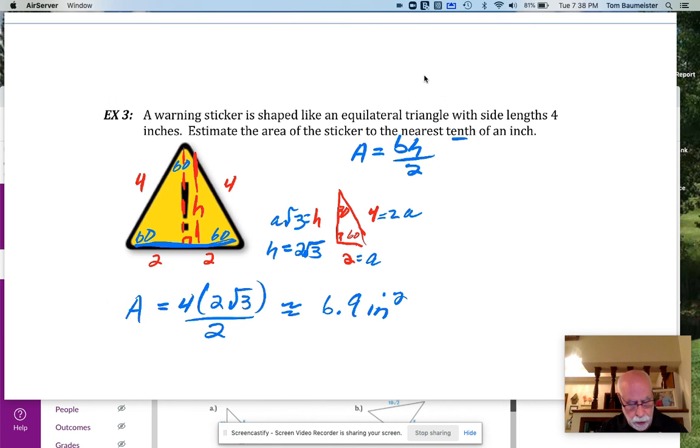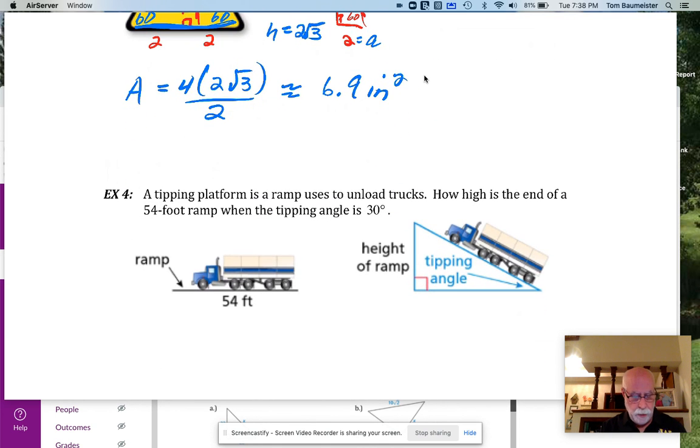And finally, our last problem. A tipping platform is a ramp used to unload trucks. How high is the end of the 54-foot ramp when the tipping angle is 30 degrees? So they're telling us here this tipping angle, and again, why don't I go back to red since that's written in blue, unless you're making a copy of it and you don't have color copy, that would be 30 degrees. So we know that this one right here has to be 60.